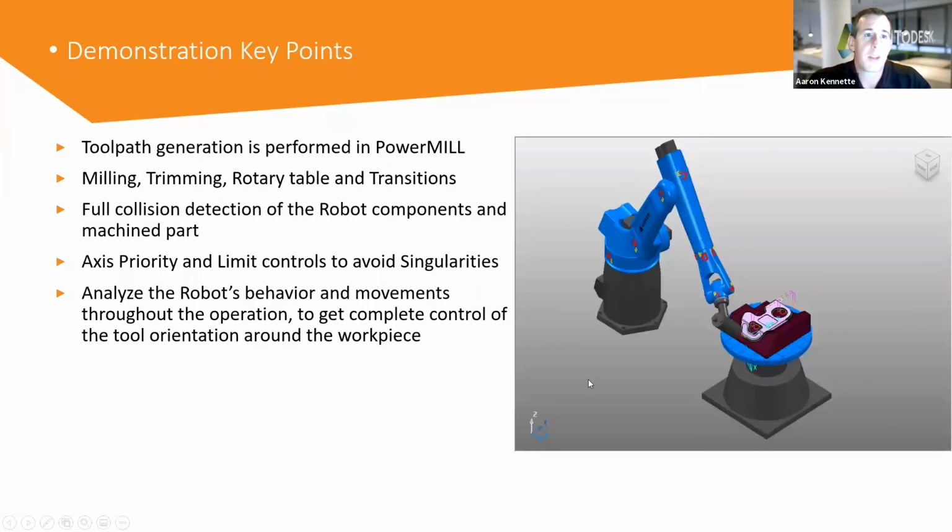So just in a quick recap today, everyone, we looked at the toolpath generation of PowerMill, and the toolpaths that we're using are the ones that have been in PowerMill for the last 30 plus years. So they're safe, robust, and we're just running them on a robot instead of a milling machine. We looked at different operations from milling to trimming with rotary table and transitions. We looked at how we can fully collision check the robot's components and prioritize the axes, and looking at issues that could entail like limit controls with the axes, as well as avoiding singularities. And we've seen how we can analyze the robot's behavior to make sure that we get the most out of it based on the user input.